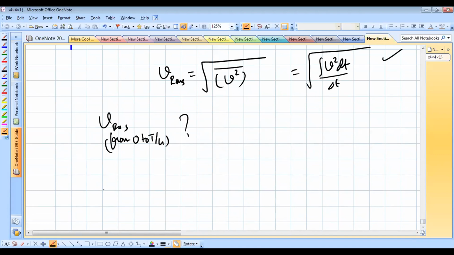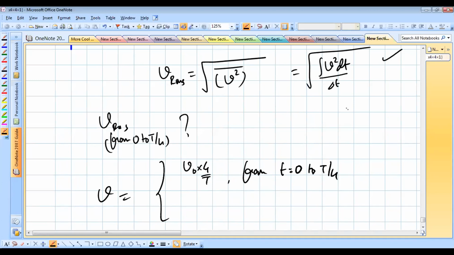You can see the voltage as a function of time will be like this. We want to calculate this thing. So first let's calculate voltage as a function of time. So it will be V0 into 4 by T times t, from t equal to 0 to T by 4. See, it's a straight line graph. From 0 to T by 4, it's a straight line graph. No? So y equal to mx type of thing.